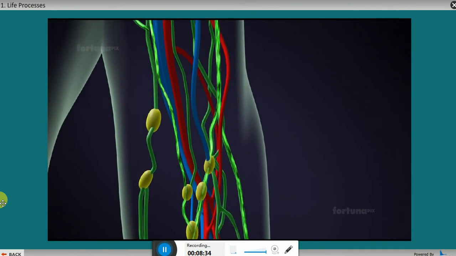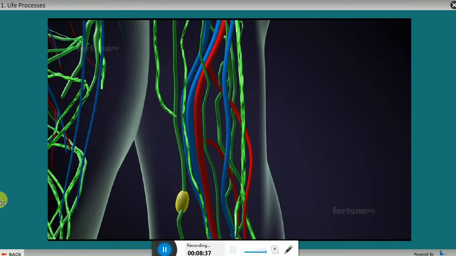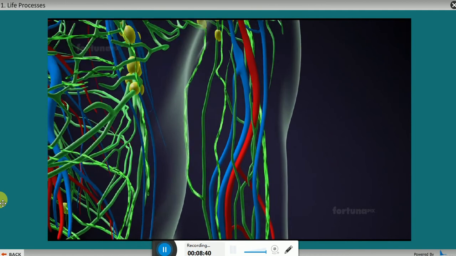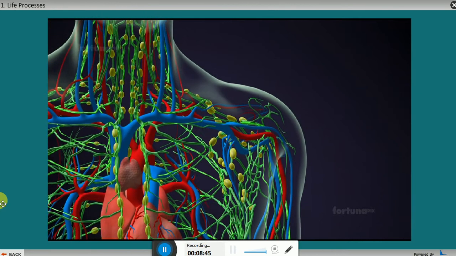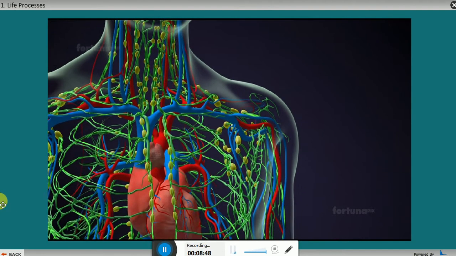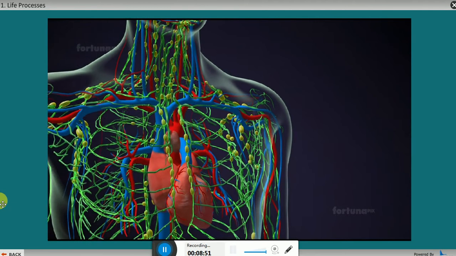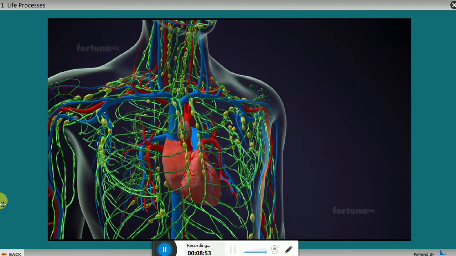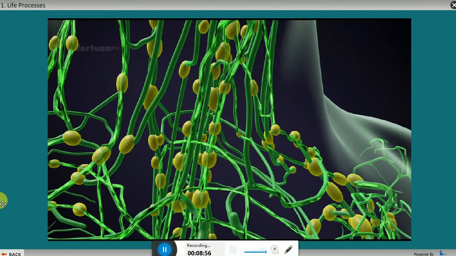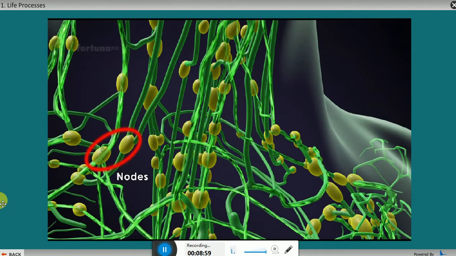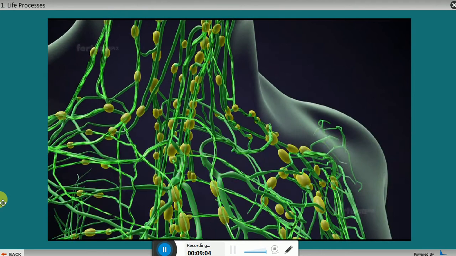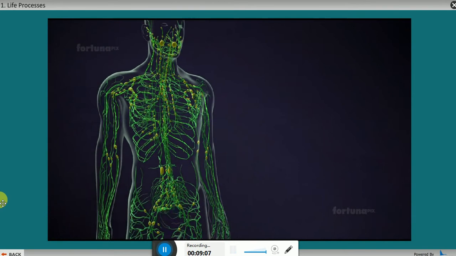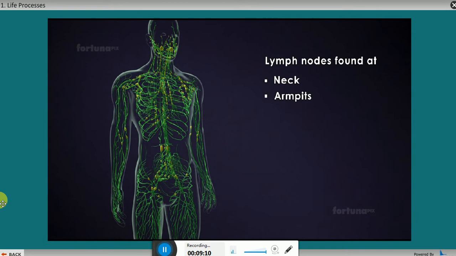Lymphatic capillaries unite to form collecting vessels, which move along the arteries and veins before emptying lymph into one of the many lymph nodes found in the body. These nodes are small bean-shaped enlargements found at various points, including your neck, armpits, groin, and the walls of the intestines.